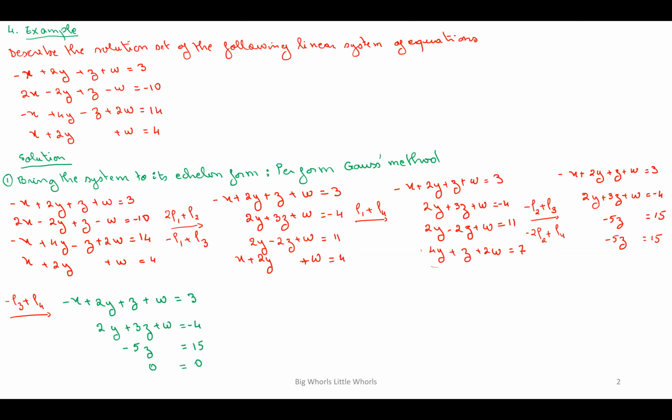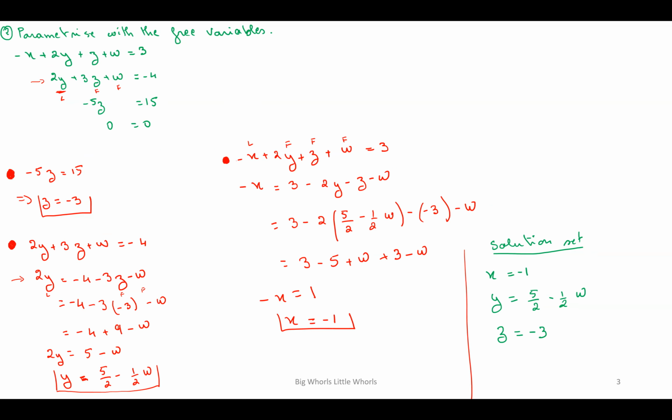First, we performed Gauss's method to bring the system to its echelon form, and then in step number 2, you parameterize each leading variable with the free variables.